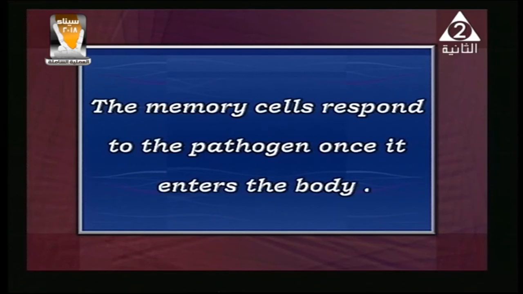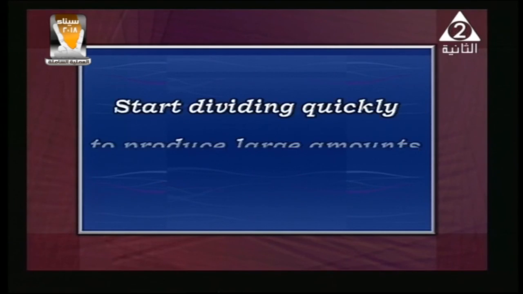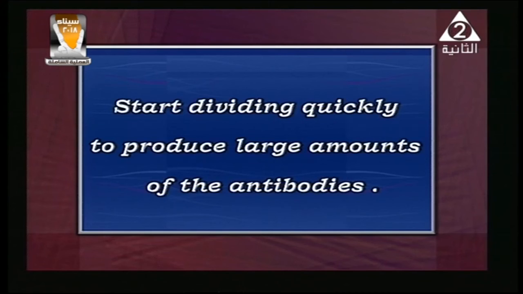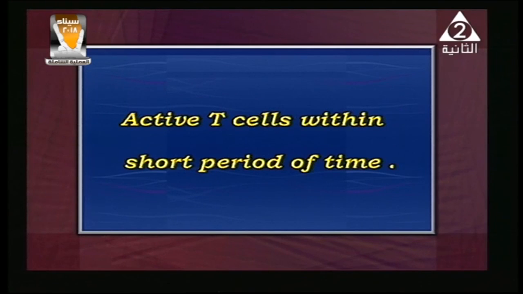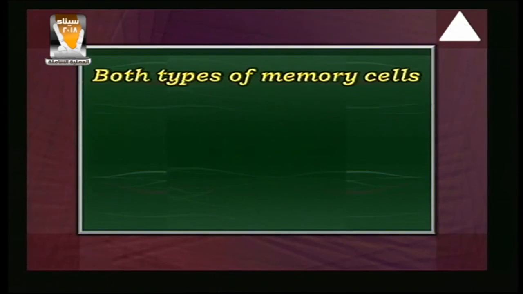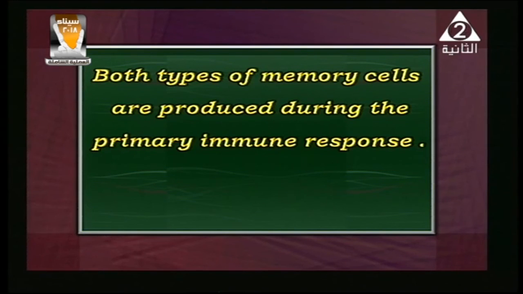The memory cells respond to the pathogen once it enters the body. As soon as the pathogen enters the body, they are activated and start dividing quickly, more than one time, to produce a large amount of antibodies for these pathogens. And the active T cells act within a short period of time. As we said, both types of memory cells are produced during the primary immune response.